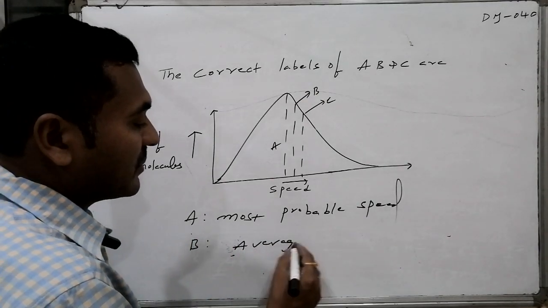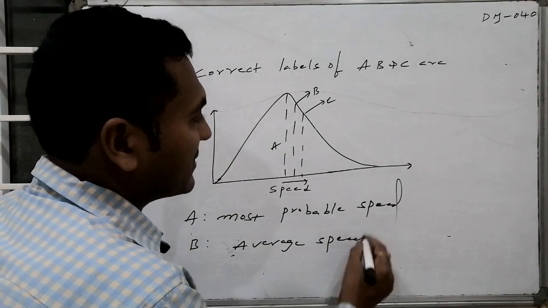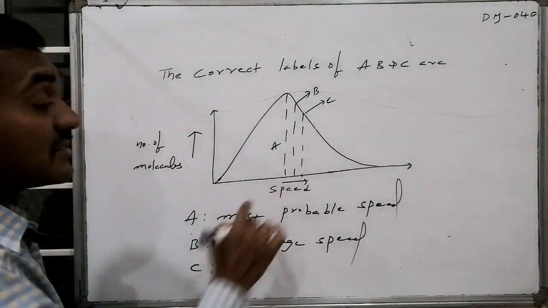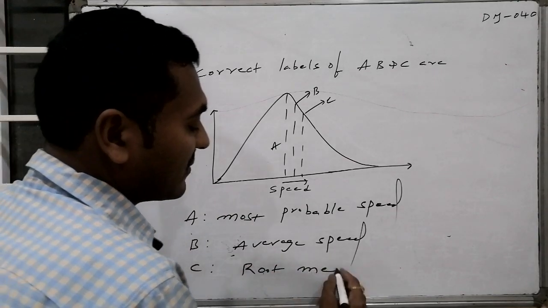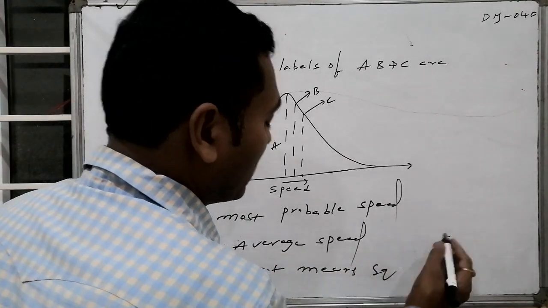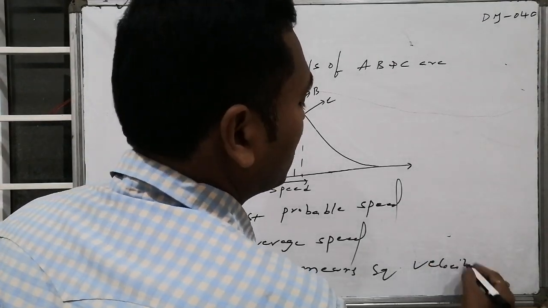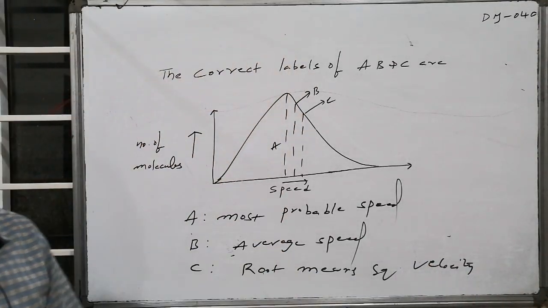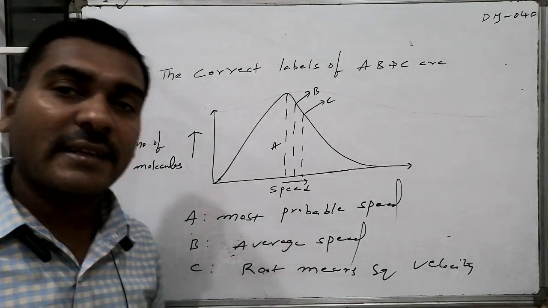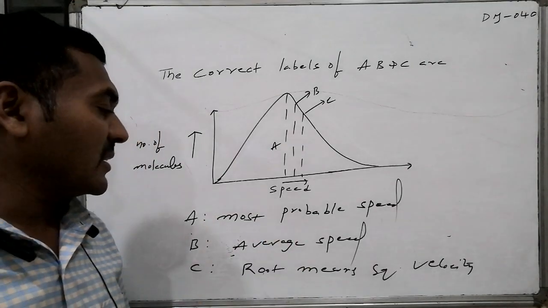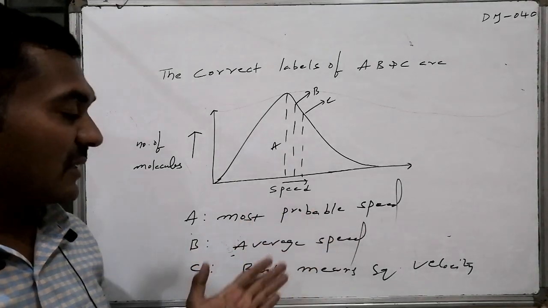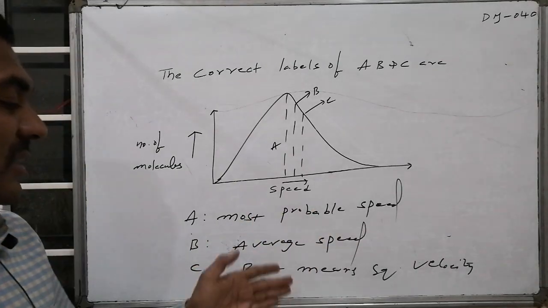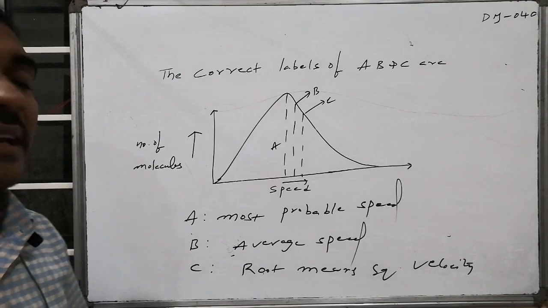average speed. B stands for what? Average speed, whereas C is the highest speed, that is said to be root mean square velocity, that is RMS velocity. So respectively, out of A, B, C present in the graph, A indicates the most probable speed, B indicates the average speed, because compared to most probable speed, average speed will be higher. Compared to average speed, root mean square velocity will be higher.